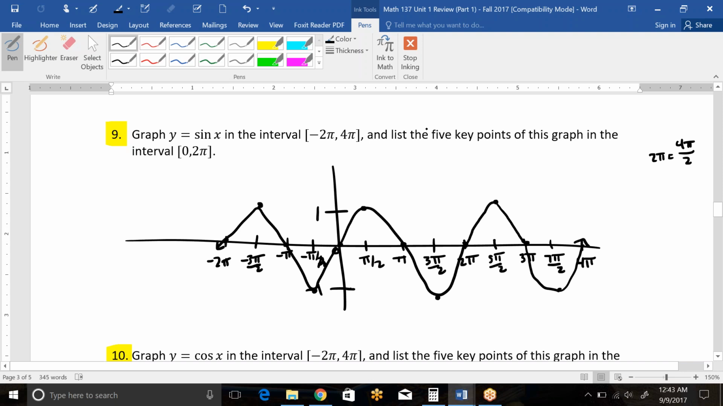Now if I wanted to list them, because they do say the word list, that means I usually write them as a chart, or I write them on the graph. So this is 0, 0. This is pi over 2, 1. This is pi, 0. This is 3 pi over 2, negative 1, and 2 pi, 0. Those are the 5 main ones of the original cycle.